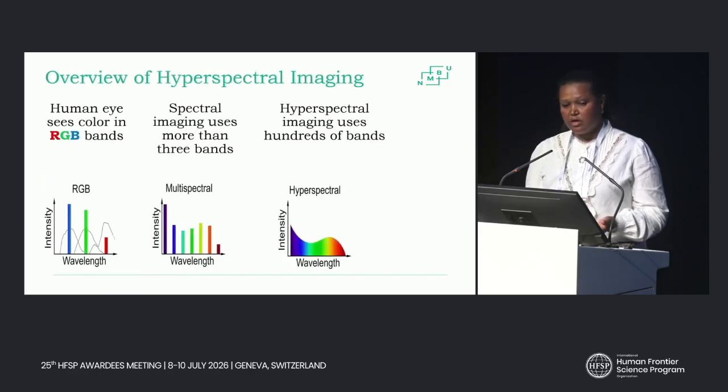So, more on the overview of hyperspectral imaging. Human eyes see colors in three bands: red, green, and blue, and you can see the intensity in different wavelengths. Spectral imaging uses more than three bands, typically 8 to 11, like the multispectral bands used in several satellite images. And hyperspectral imaging uses hundreds of bands, typically over 200.